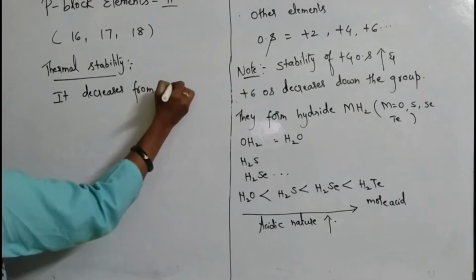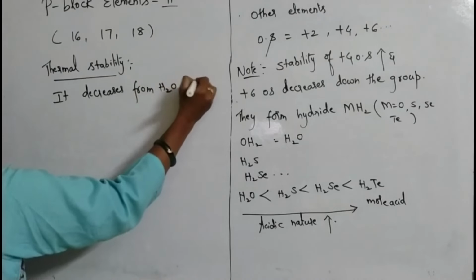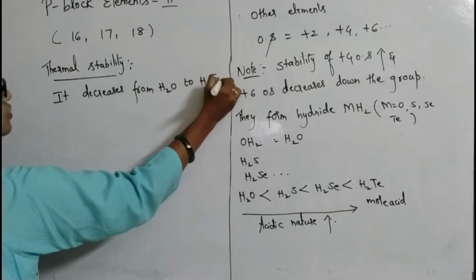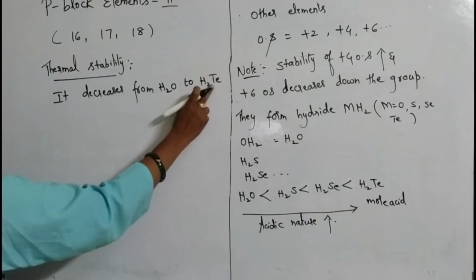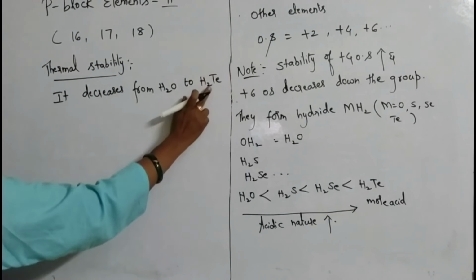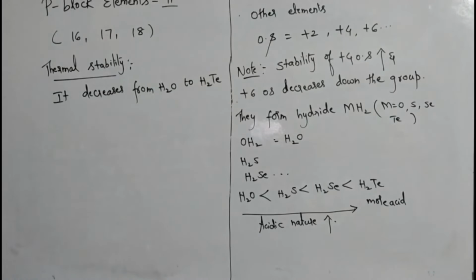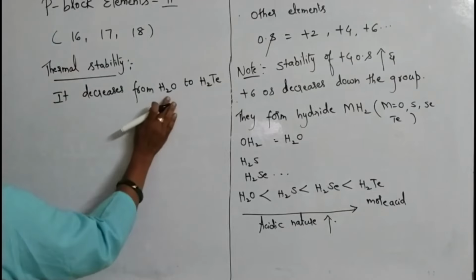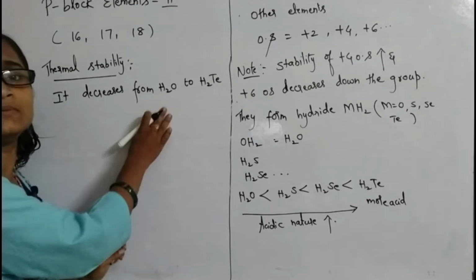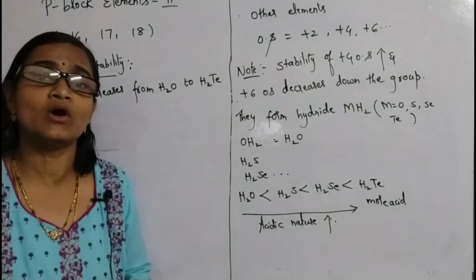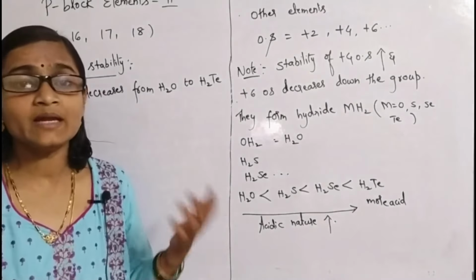From H2O, that means water, to H2Te. H2Te means tellurium hydride. So thermal stability decreases. Water is considered to be the most stable. Even if you are heating water or boiling water, it can remain stable.